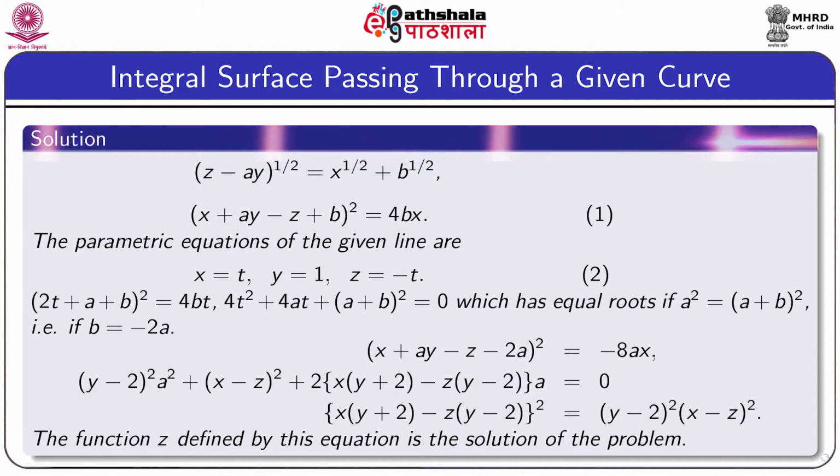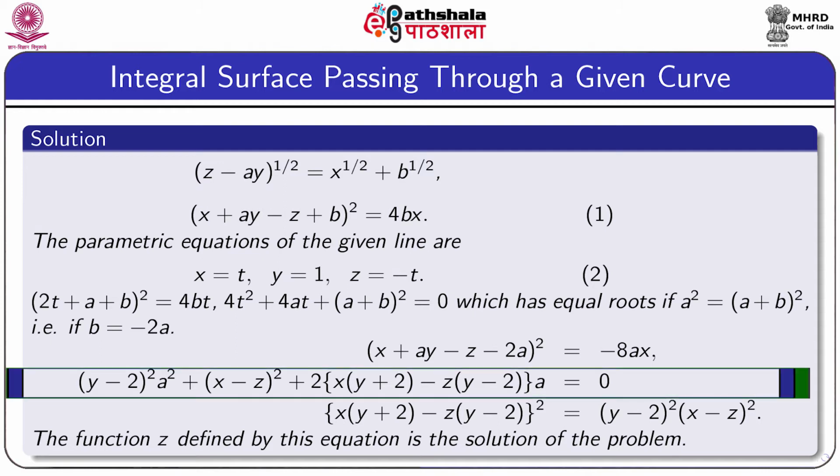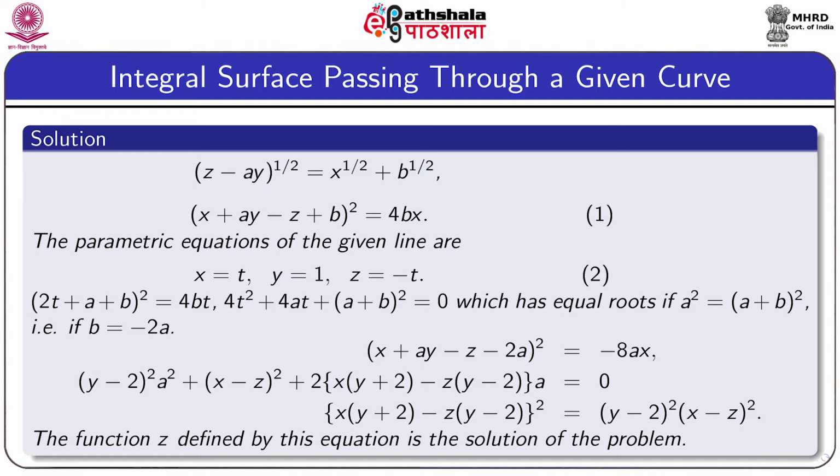So, the one parameter subsystem of the complete integral which is written in 1 can be obtained by substituting the value of b as minus 2a. That one parameter system is written here: (y minus 2) whole square a square plus (x minus z) whole square plus 2 into (x y plus 2 minus z y minus 2) into a equals 0.